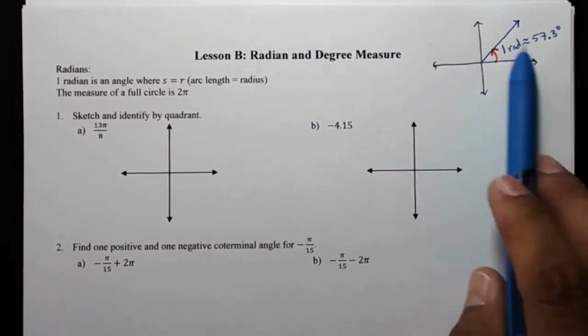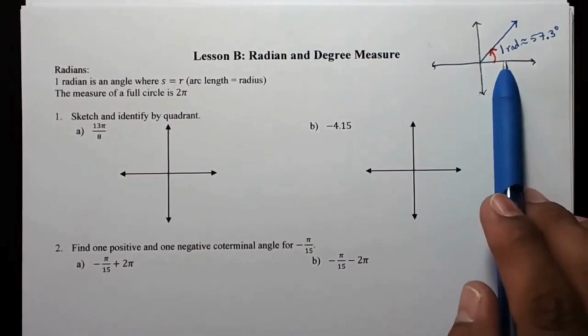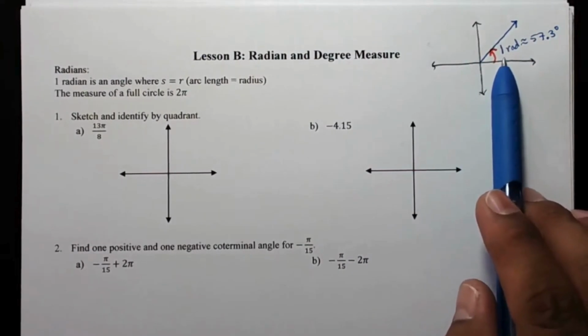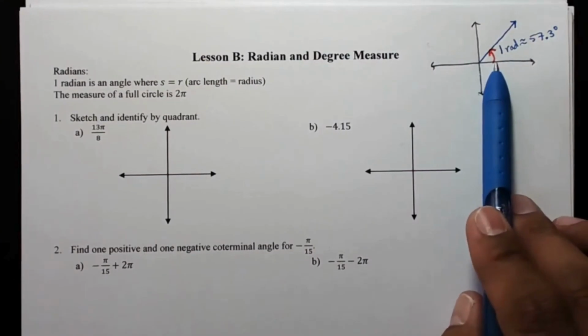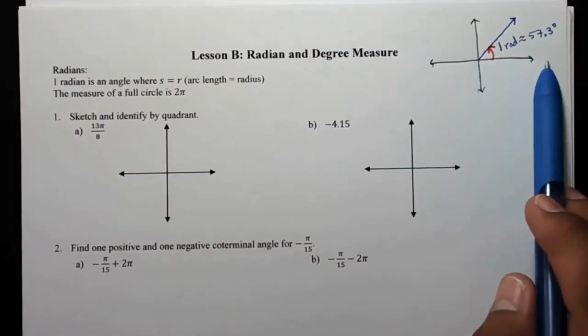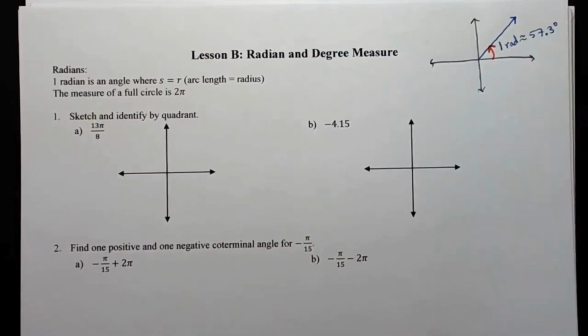Over here on my paper, I already had this drawn out, but this is essentially what 1 radian looks like. So again, if I ask you to graph 1 in radians, this is what it looks like, which is approximately 57.3 degrees, which I'll explain later how I got that. So again, radians are just numbers.